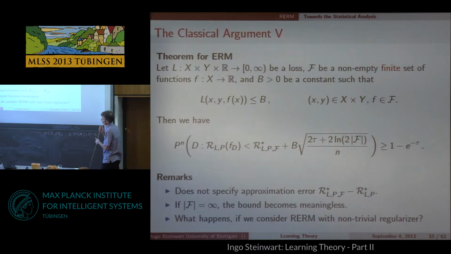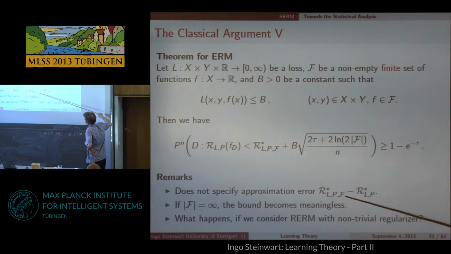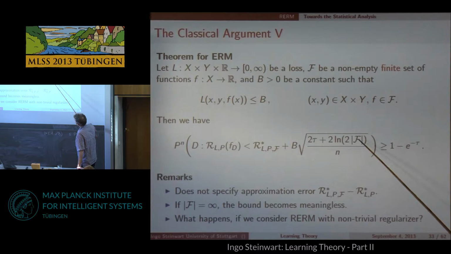Okay, so this term goes to 0 with 1 over square root of n. What this inequality does not specify is the approximation error, namely the difference between the best risk in the class F and the best overall risk. So it only tells us something about the statistical error, basically meaning that it controls the overfitting. It does not control the underfitting. What we also see is that the size of the function class F matters, but only in a relatively mild manner. So we don't have to consider the size of the function class, but only the logarithm of the function class size. But of course, if script F is infinite, this bound is meaningless.